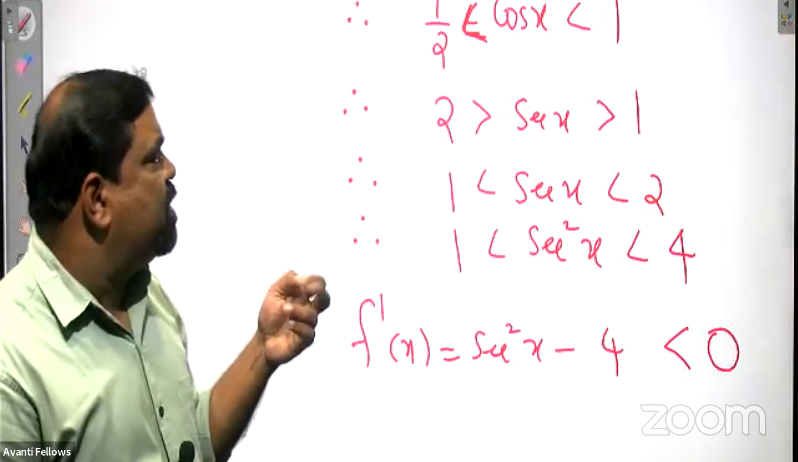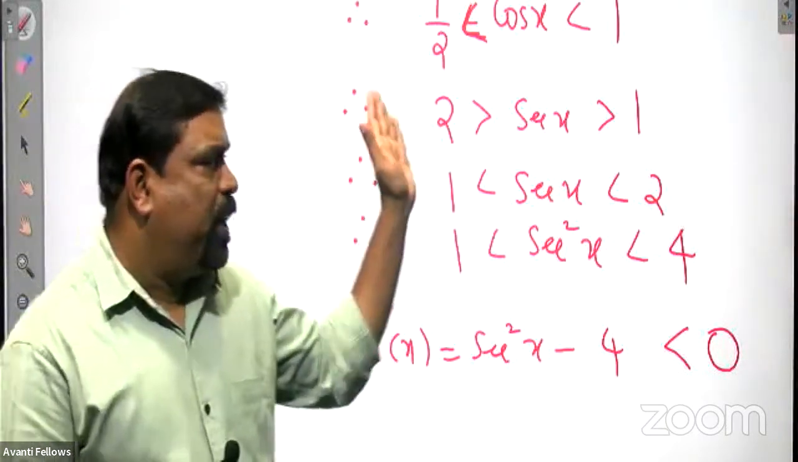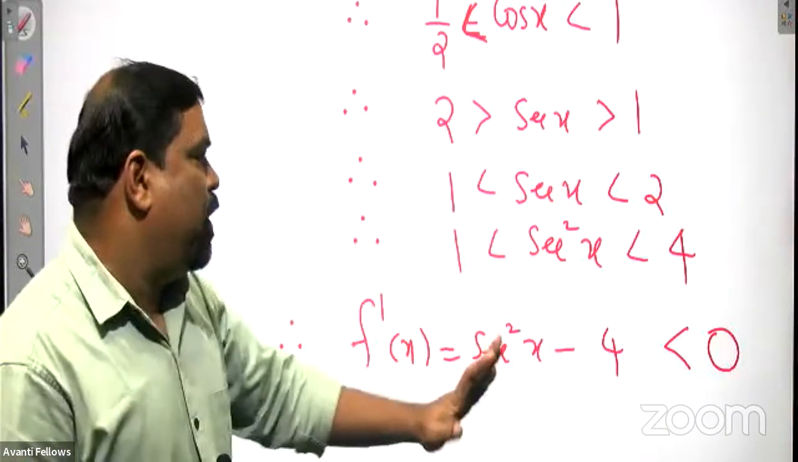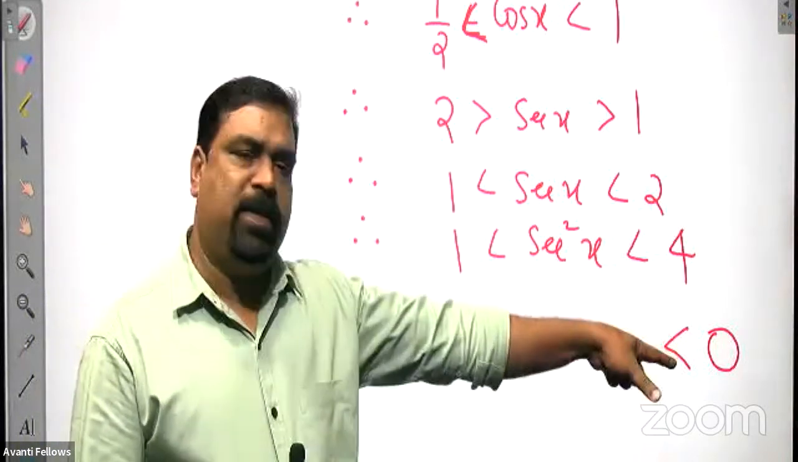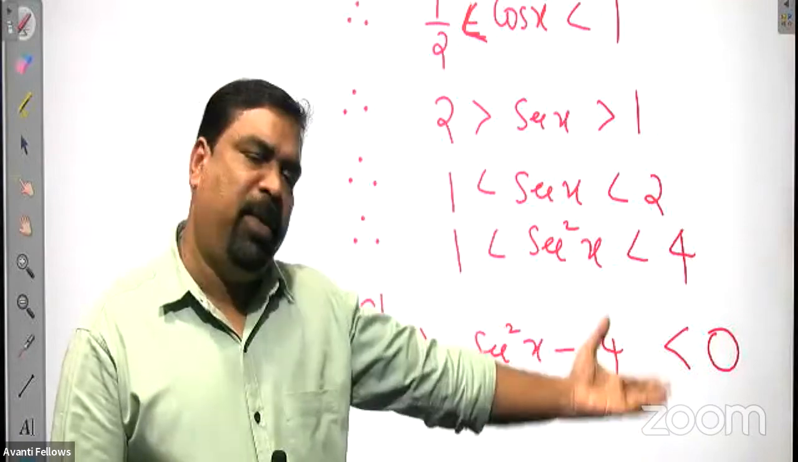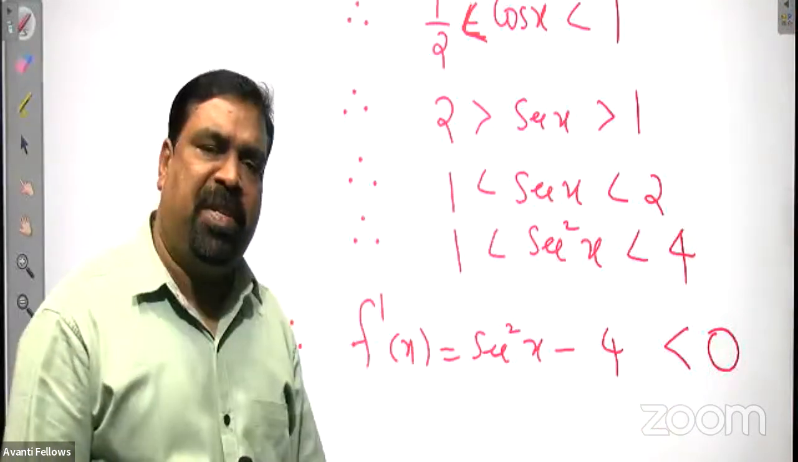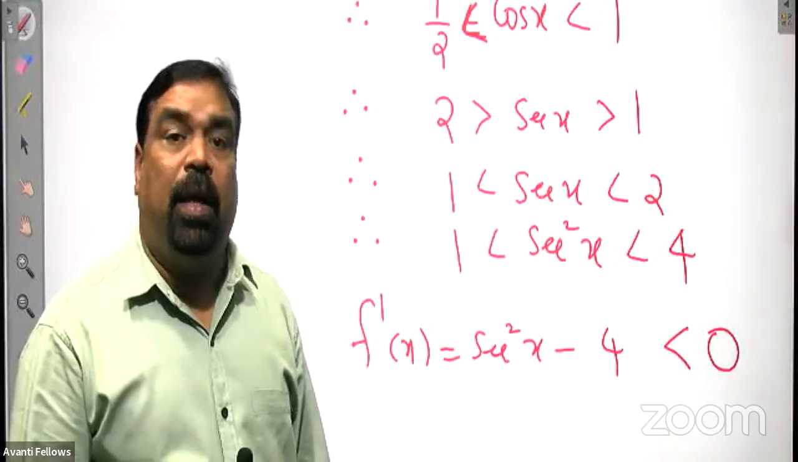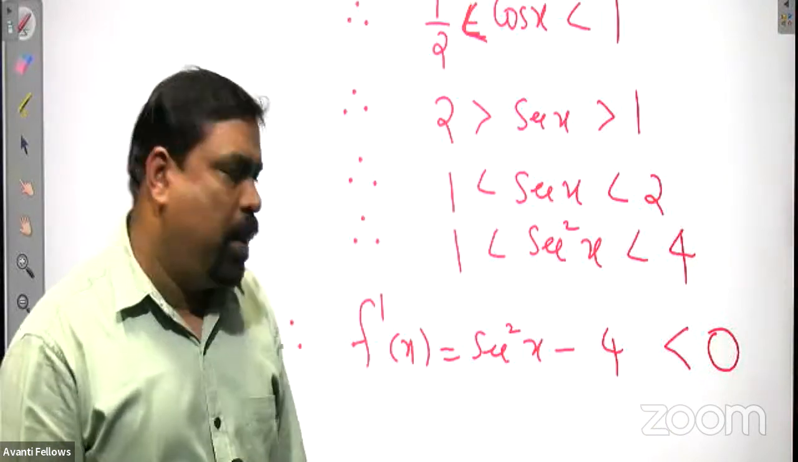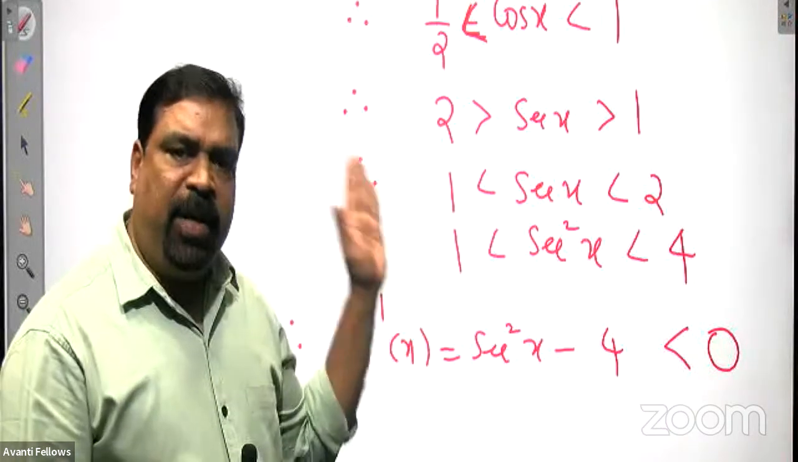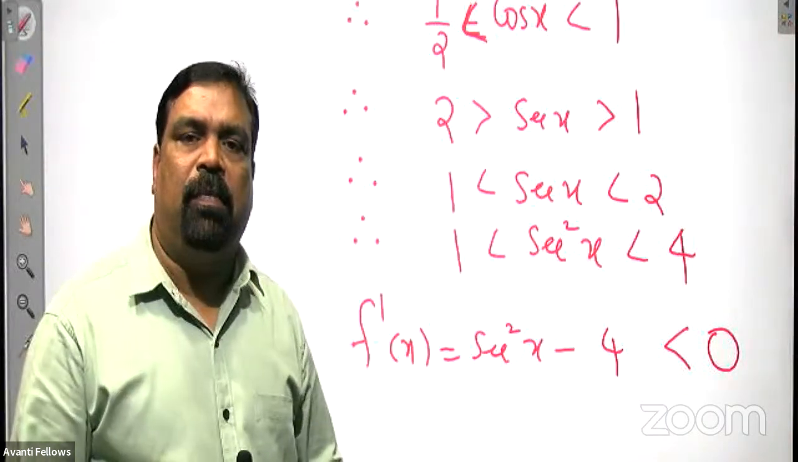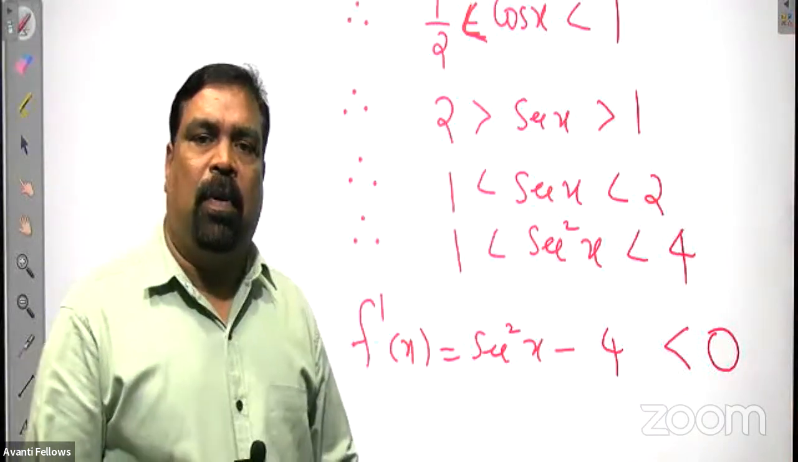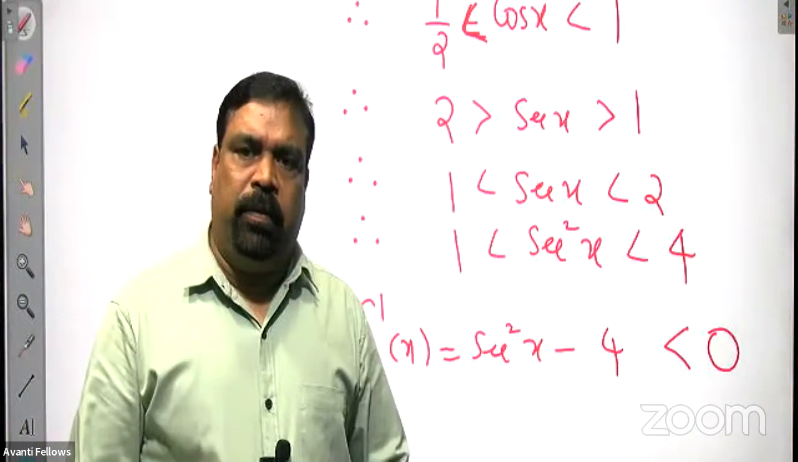When x lies in the interval minus pi by 3 to plus pi by 3, at last we got that sec square x minus 4 must be less than 0. So that means what? The function is strictly decreasing in that given interval, minus pi by 3 to plus pi by 3. Is it clear?